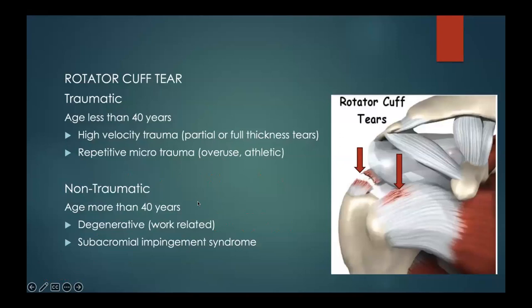Traumatic tears usually occur in the younger age group, where high velocity trauma can cause partial or full thickness tears, whereas repetitive microtrauma occurs in overuse and athletes. Non-traumatic tears occur mainly in old age groups due to degenerative, work related causes or subacromial impingement syndrome.